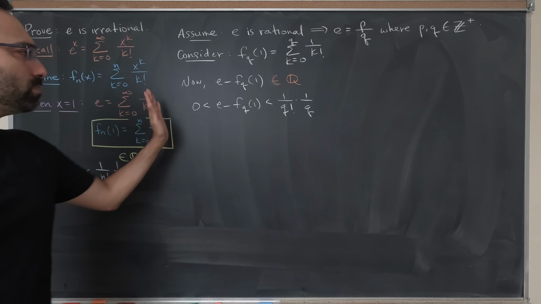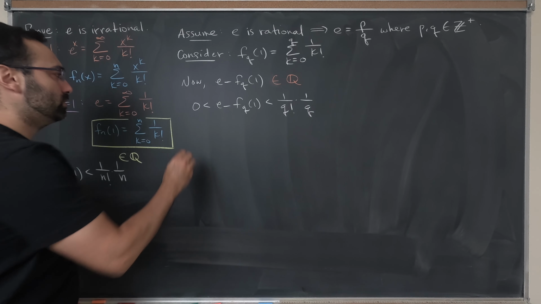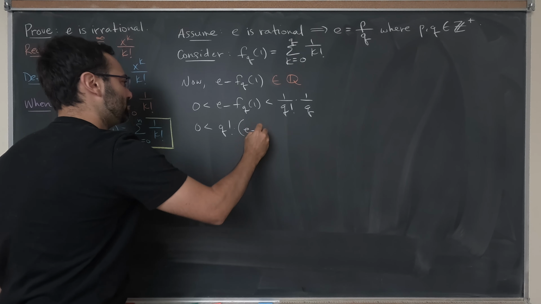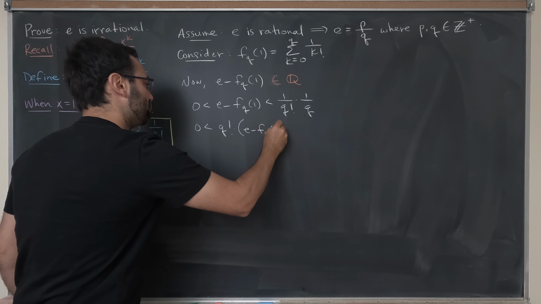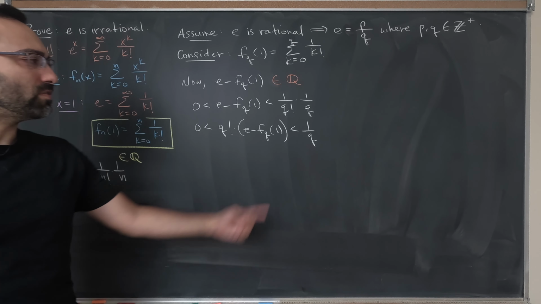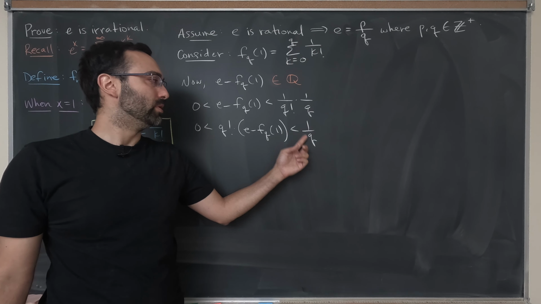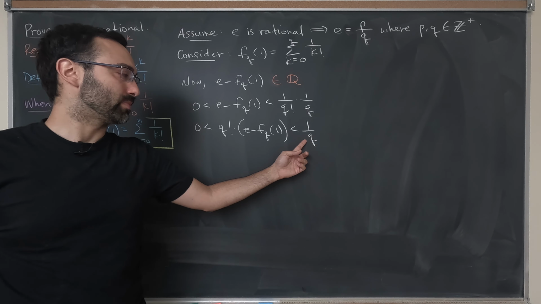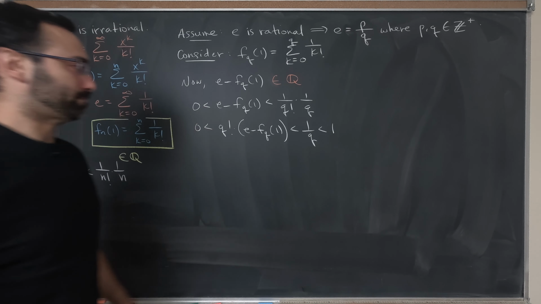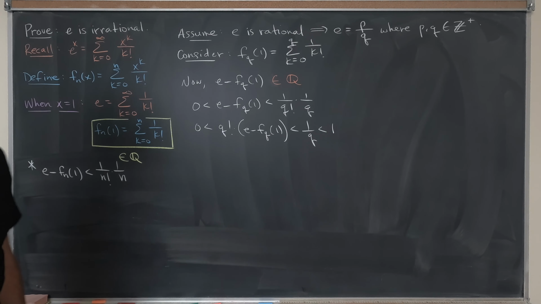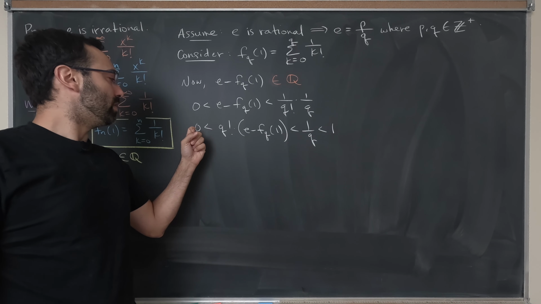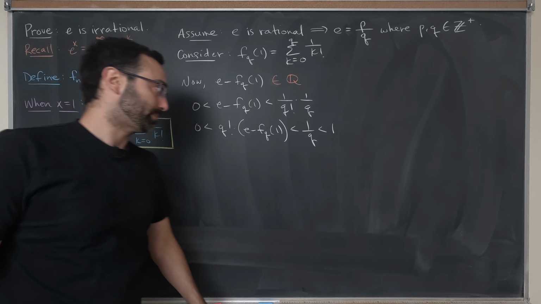Now what we'll do is we'll multiply through by q factorial. So we get 0 is less than q factorial times e minus f sub q of 1 is less than 1 over q. However, because q is also a natural number, 1 divided by a natural number is less than 1, unless q is 1 itself. But other than that, we now see that this quantity here is bounded by the integers 0 and 1.